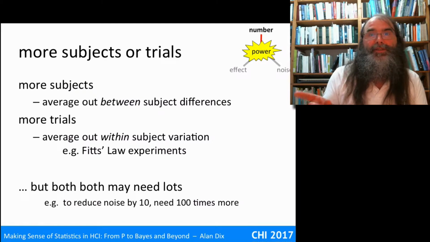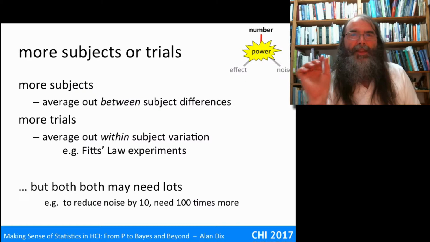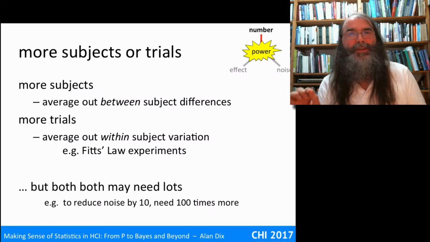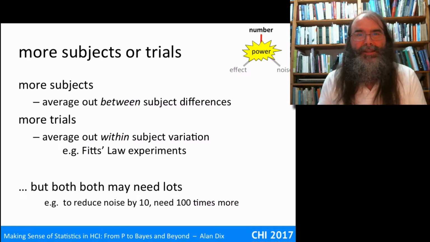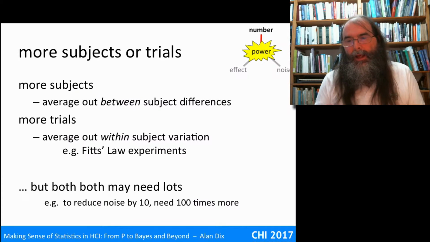At the top right of the slide, you can see the number effect noise triangle highlighted, so that on each slide we will do that to tell you which thing is being manipulated.